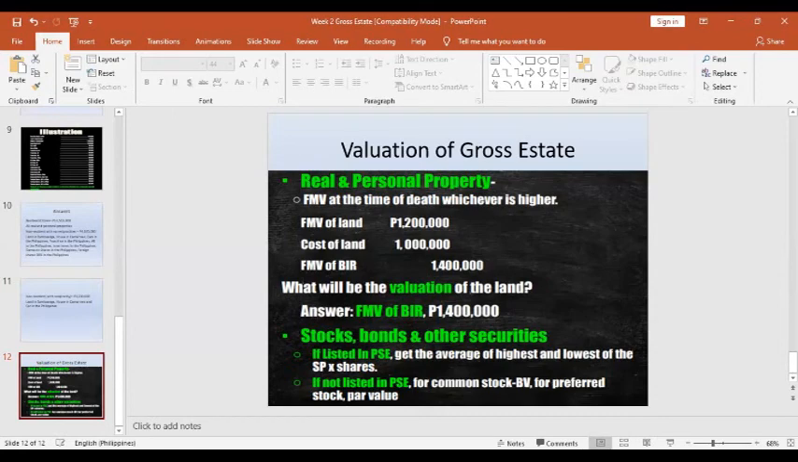And for the stocks, bonds, and other securities, the value to be declared in the gross estate, if the bonds and the stocks are listed in the Philippine Stock Exchange, get the average of the highest and lowest selling price multiplied by the shares. If not listed in the Philippine Stock Exchange, for the common stock, the book value will be the basis of the valuation of the gross estate, and for the preferred stock, the par value. Okay, so that will be our topic for today when it comes to the inclusions of the gross estate.